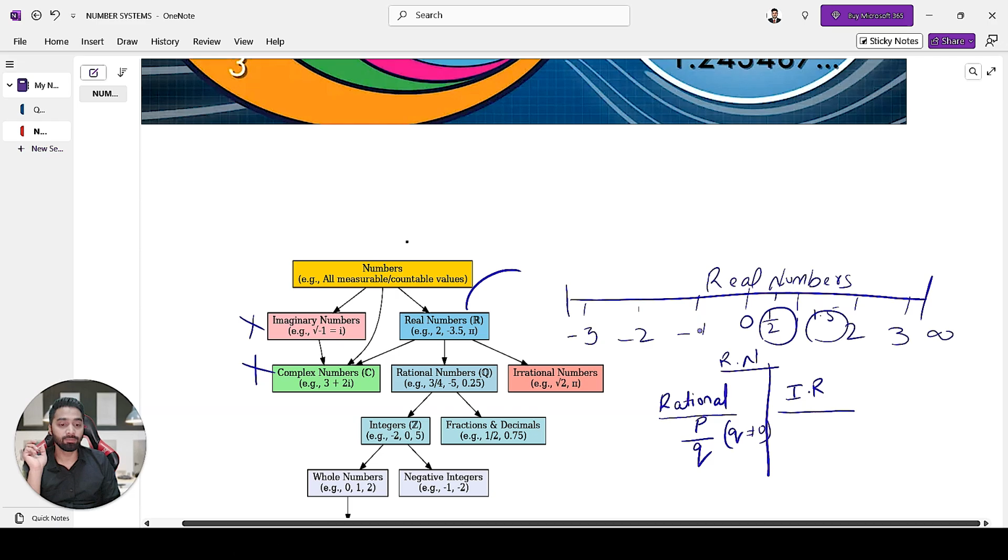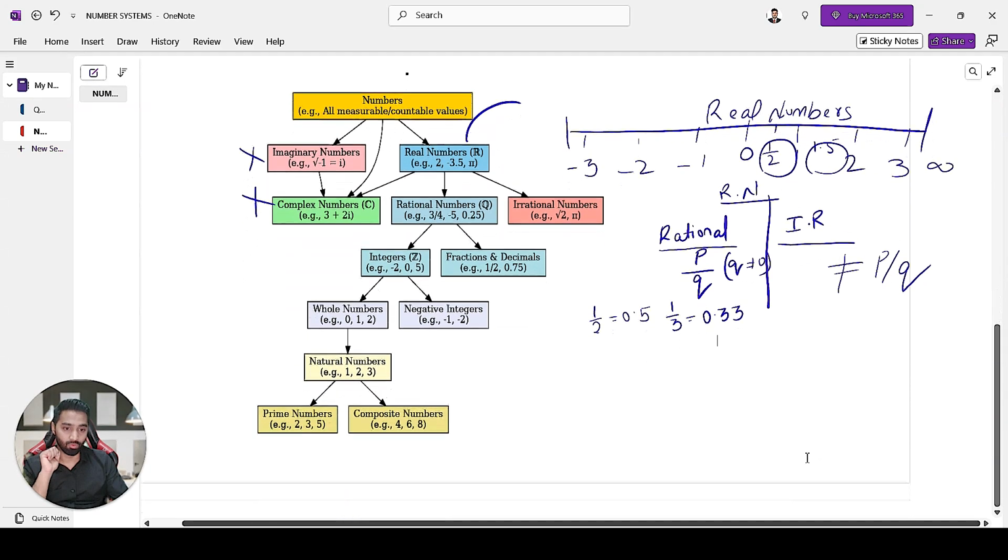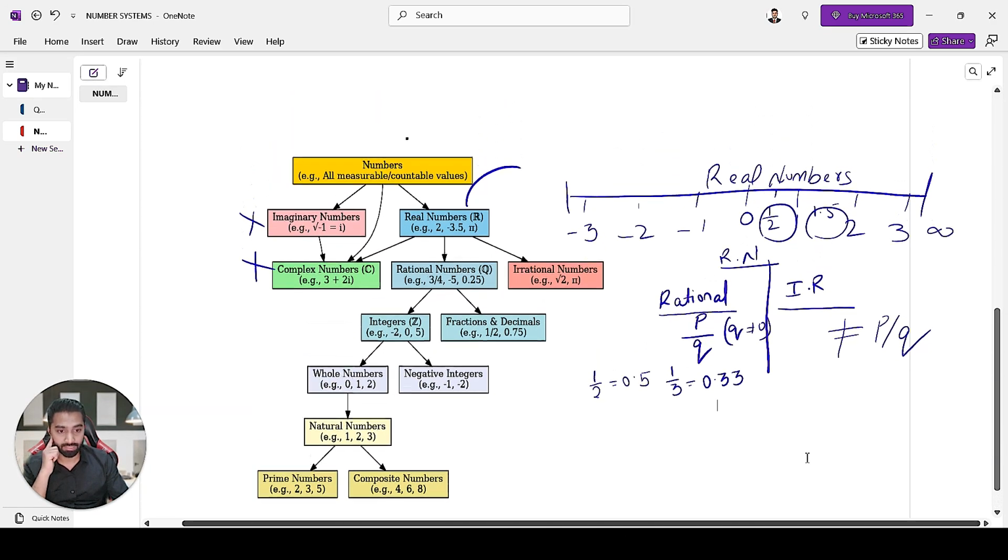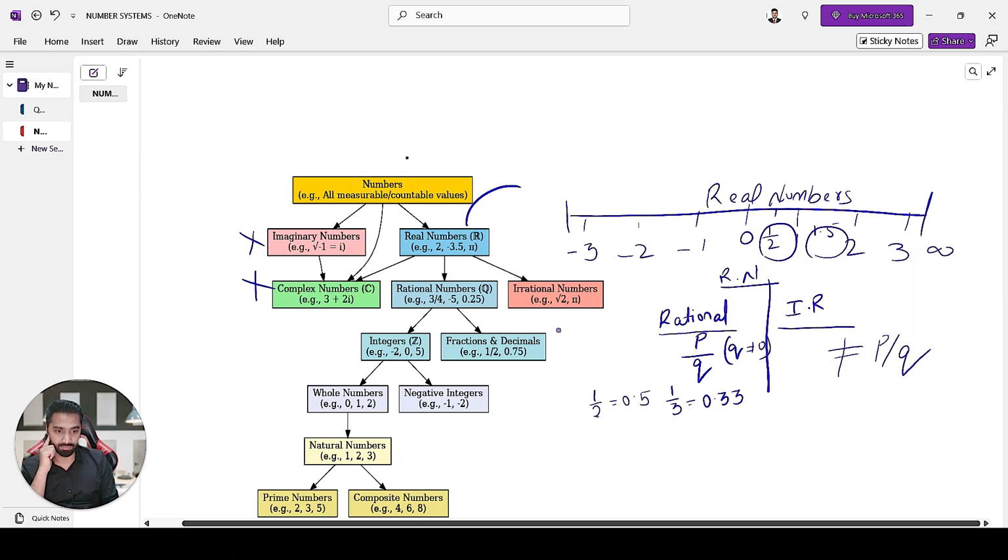Okay, so rational numbers should be in P by Q form, where Q should not be equal to 0, and irrational numbers cannot be written in P by Q form. Examples of P by Q form are 1 by 2, which is 0.5, right? 1 by 3, which is 0.33.